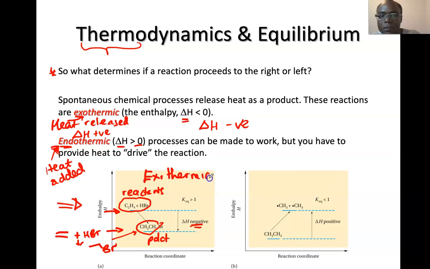Why? Because the reactants are higher in energy than the products. And in this case, the Keq is likely to be greater than 1 because we usually say that the reaction is spontaneous and it's likely to go forward. Like you don't need to add energy here. Energy is released. That's why change in H is negative. Enthalpy change is negative. Heat energy is released.